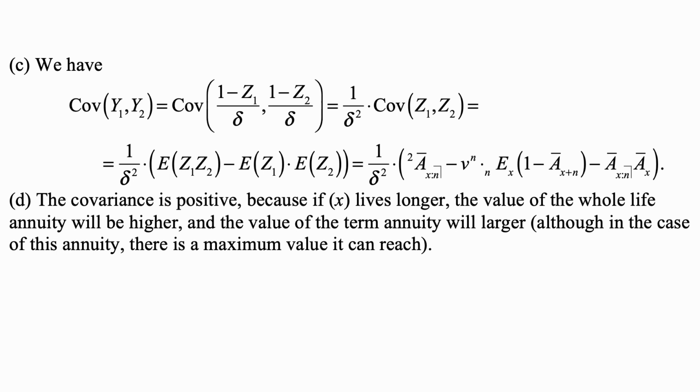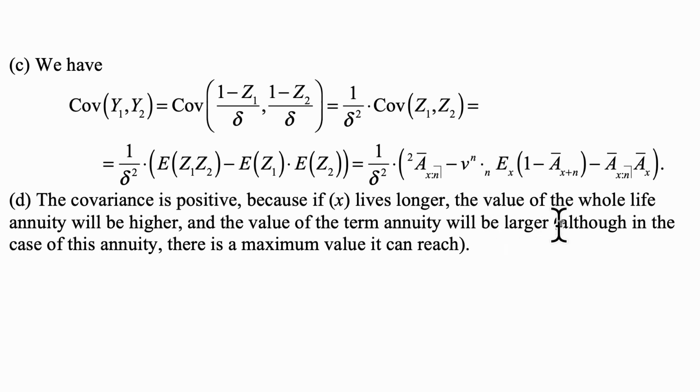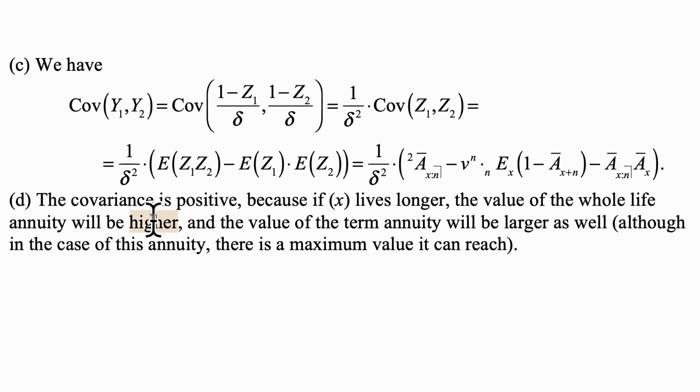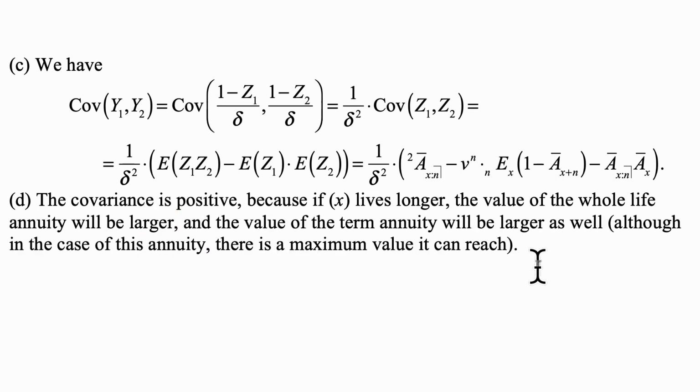For part D, the covariance is positive, because if x lives longer, the value of the whole life annuity will be higher and the value of the term annuity will be larger as well. Although in the case of this annuity, there is a maximum value it can reach because the annuity ends after n years.